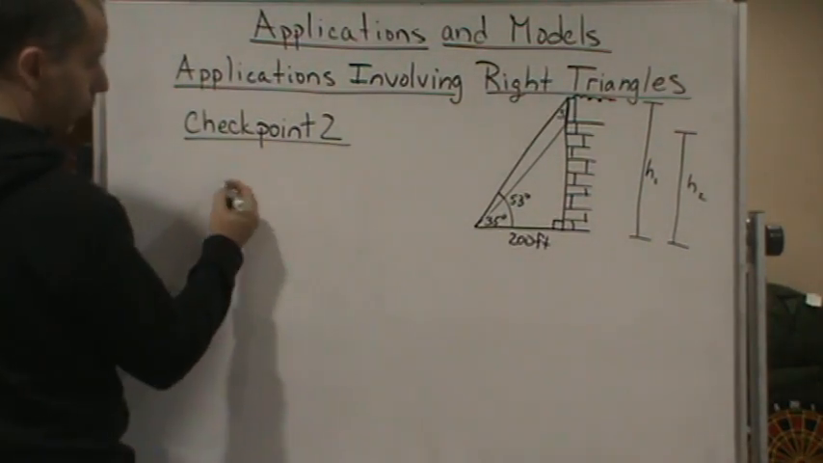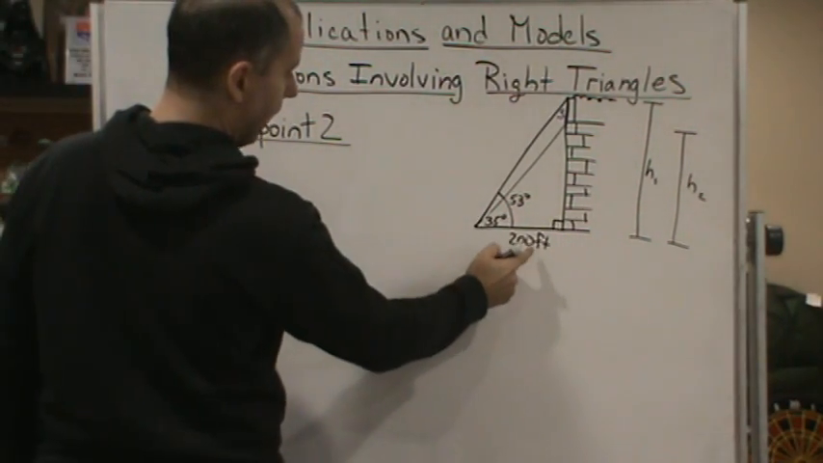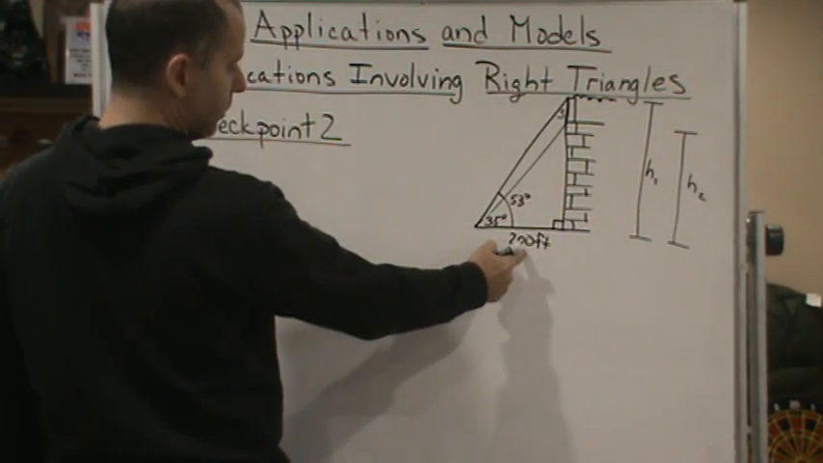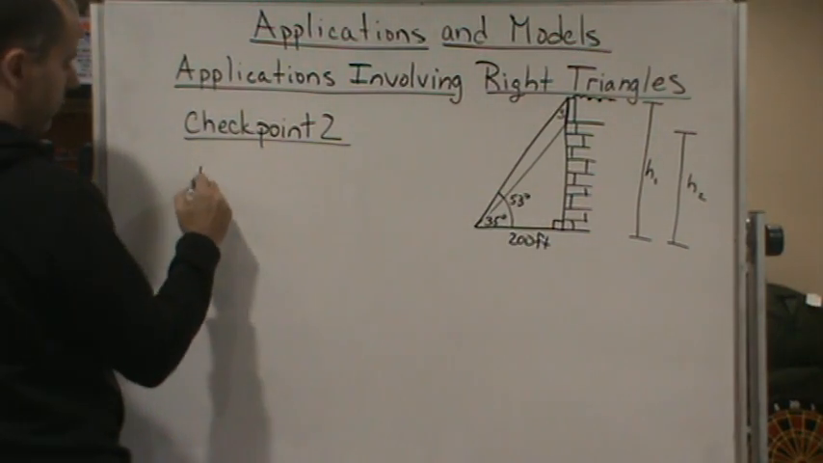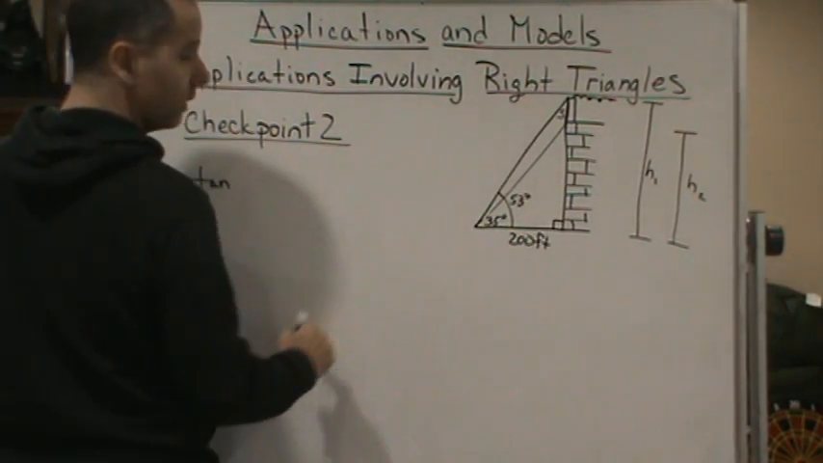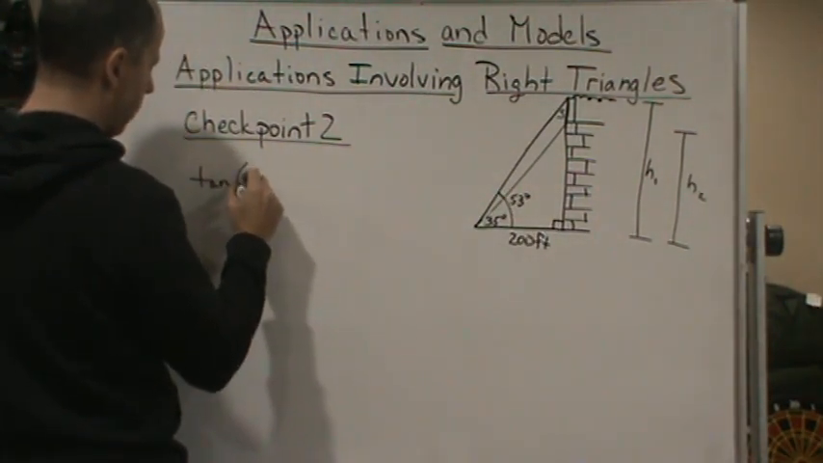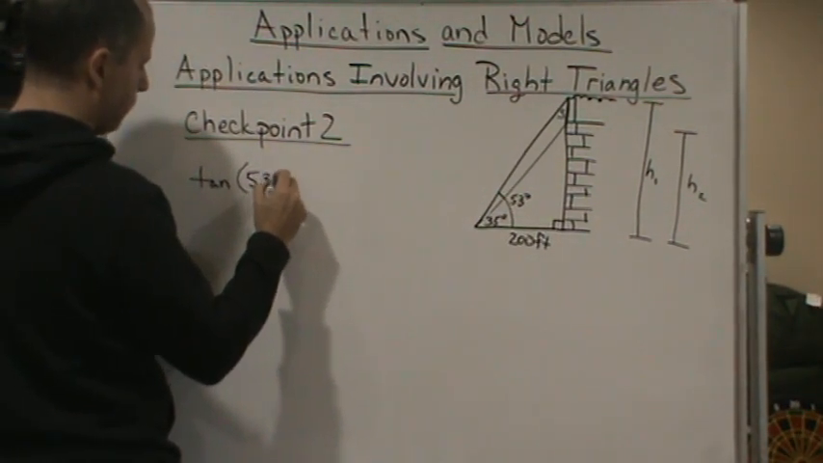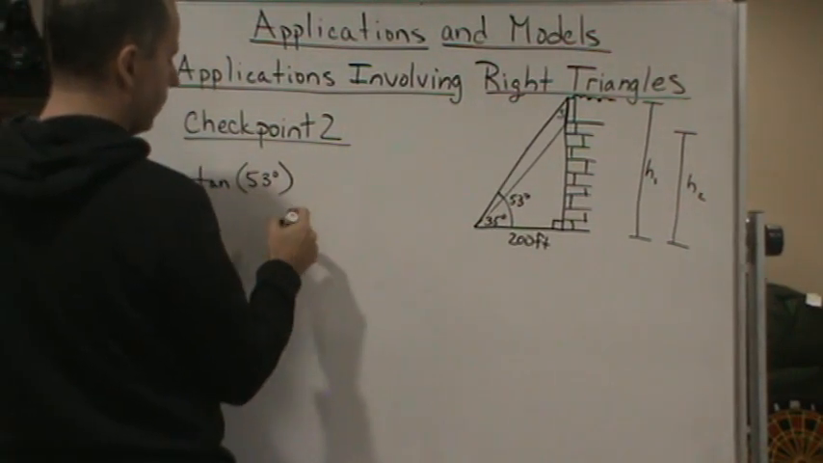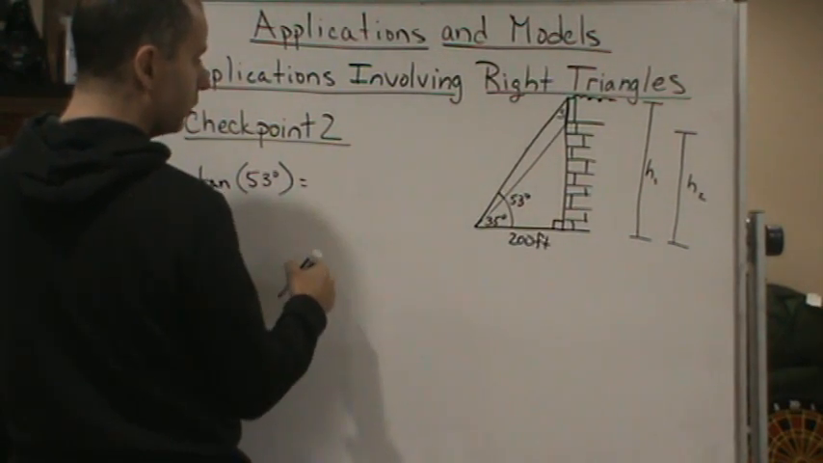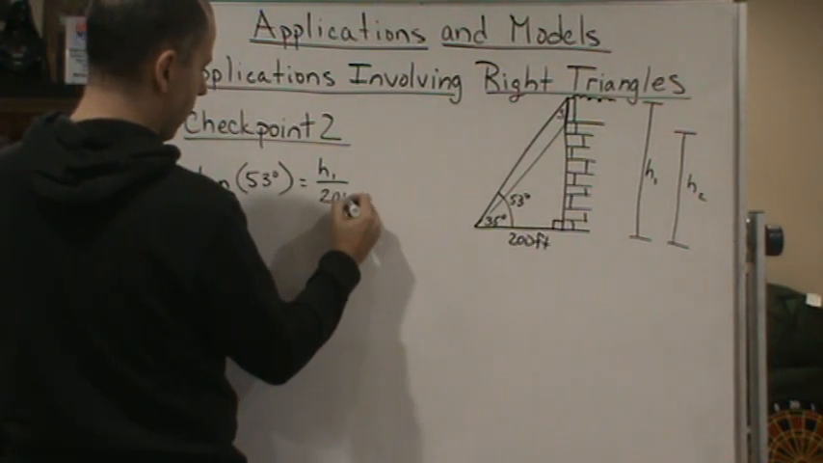Okay, so how are we going to relate this? Well, we know the base length, which is 200 feet. So we're going to use tangent for both of these. Make sure we use the right information. We're going to use 53 degrees first, and again, make sure your calculator's in degree mode. So tangent of 53 degrees equals opposite over adjacent, so H1 over 200.